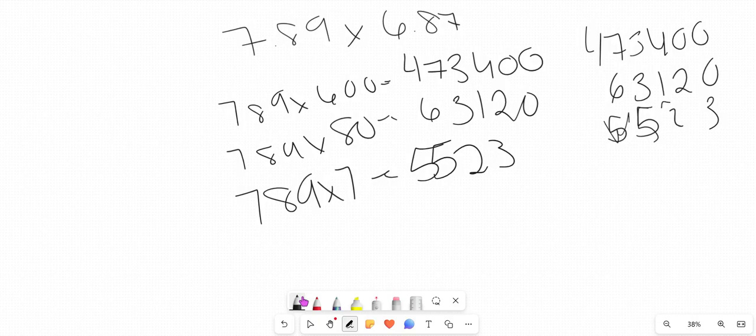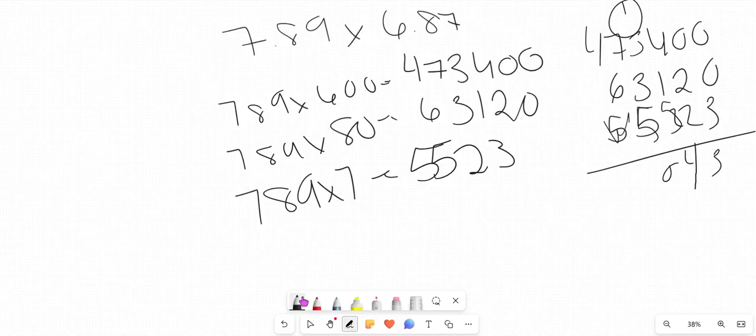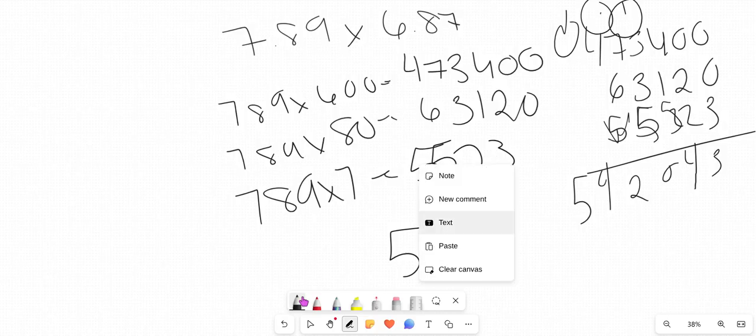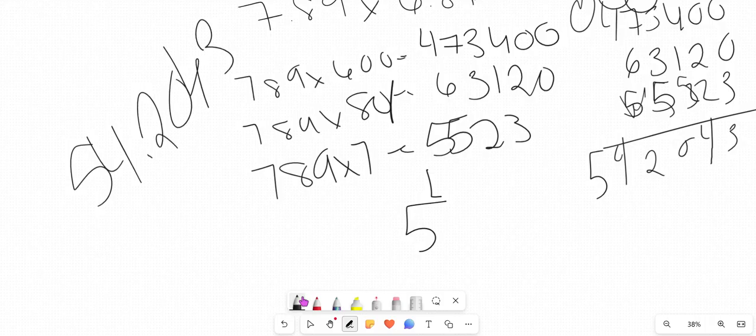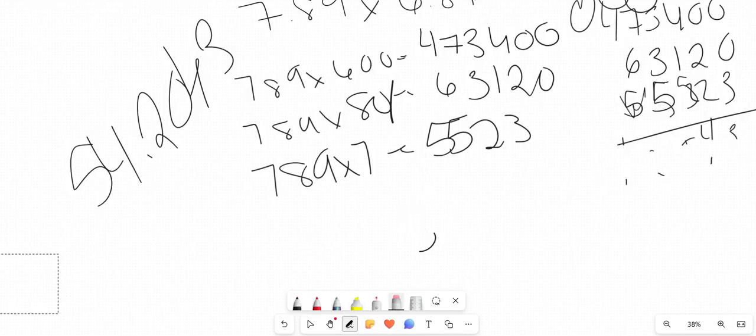Oops, sorry, I put it in the wrong spot. 5523. Okay, so you're going to add all these. 5, 10. And it's going to give you 550. It's going to give you 54.2043. Because since both numbers have 2 decimal points, you're going to move it 4 points, which is going to give you 54.2043.